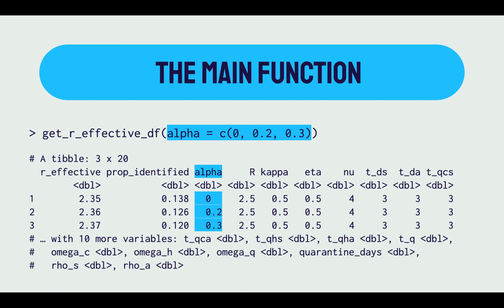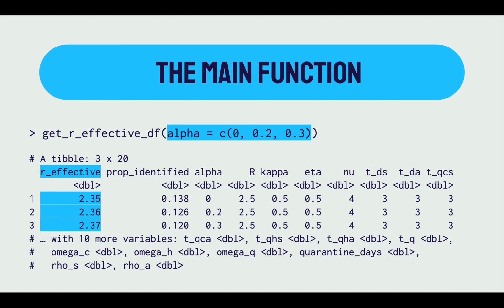I could either set them as the individual parameters, so that'll be constant across all of these 3 rows, or I could also set a vector of potential parameters, in which case it will create a grid that will look at all possible combinations. And so here I've set alpha to 0, 0.2, and 0.3. And so 0 means that there are no asymptomatic infections in my community. 0.2 means that 20% of infections are asymptomatic. And 0.3 means that 30% are asymptomatic.